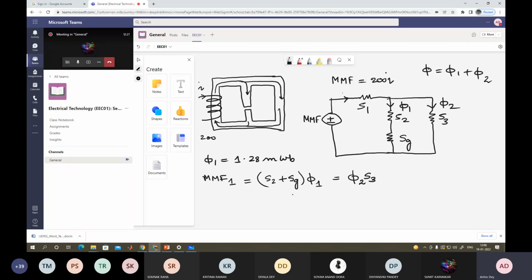So if you now calculate S2, Sg, S3, then you can get the ratio between phi 1 and phi 2. Once you get the ratio between phi 1 and phi 2, you can get the overall expression of phi. Then phi into S1 plus this drop will give you the total MMF, isn't it? So let us now gradually calculate S1, S2, Sg and all those things. Let us first take S1.